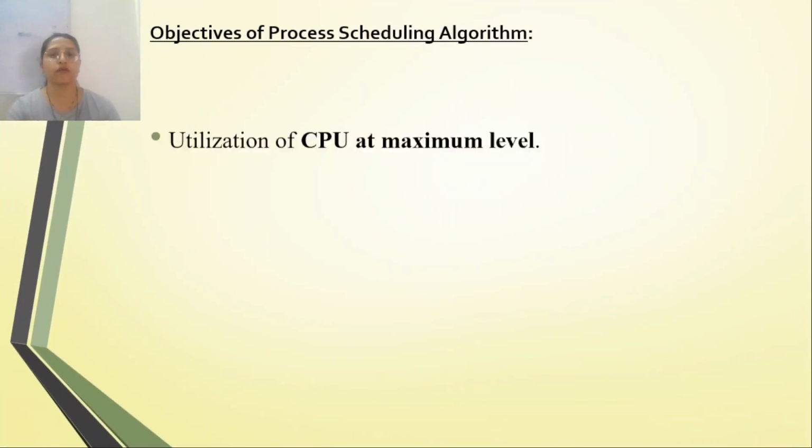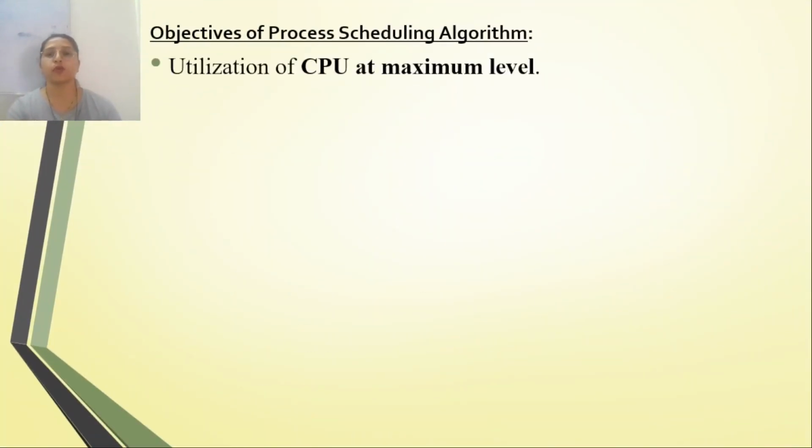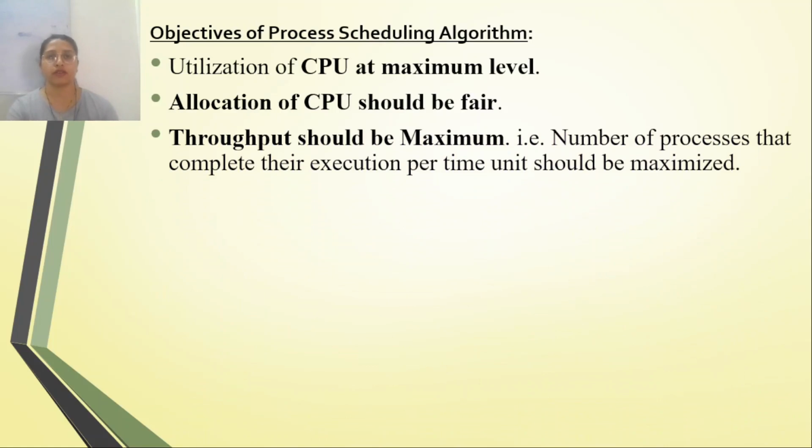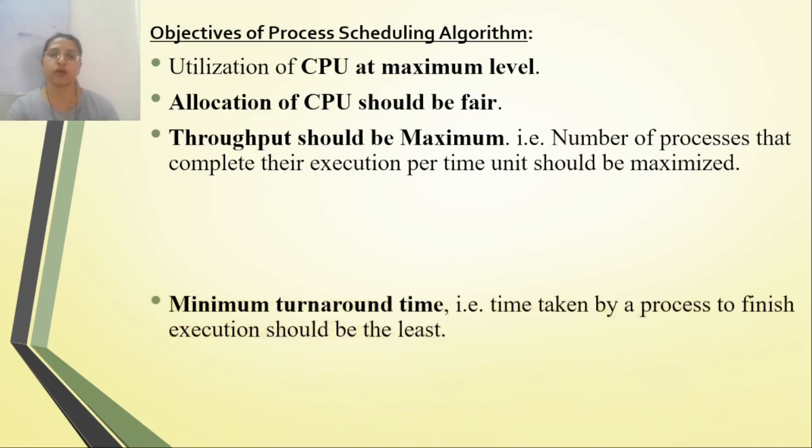What is the objective of process scheduling? The CPU should be used at the maximum level, because if a process is doing some kind of IO operation, as I have already told, that IO operation is much slower. At that moment the CPU is not going to sit idle, it will switch to another process. Then allocation of the CPU should be fair. Higher priority processes should be given time, but it doesn't mean that lower priority processes will wait indefinitely for execution. So allocation of the CPU should be fair. The throughput, that is the maximum number of processes that can be executed, should be maximum.